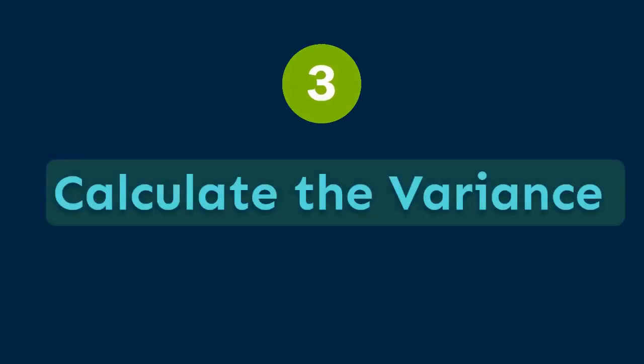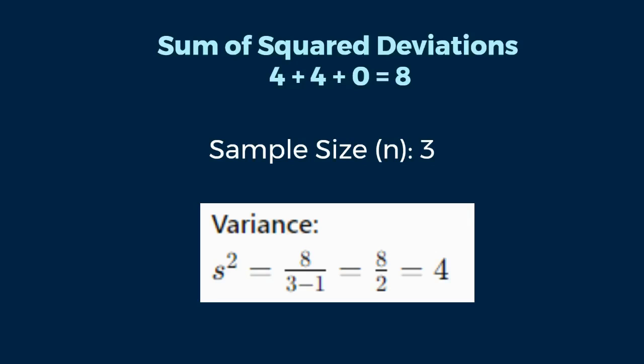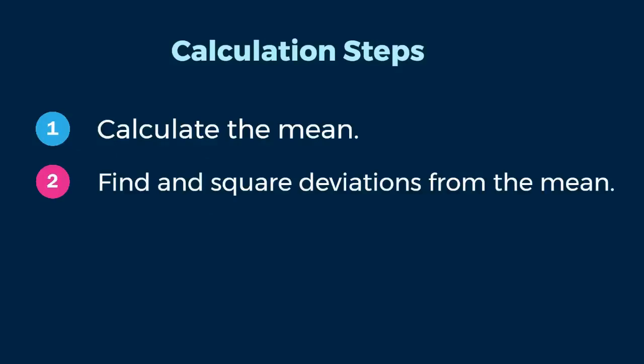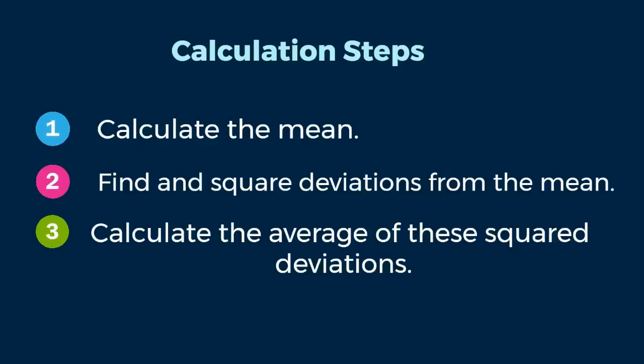To calculate the variance, sum up all the squared deviations and then divide by the number of values minus 1. For our example, the sum of squared deviations is 8. With a sample size of 3, the variance is 8 divided by 2, which equals 4. In summary, variance measures how much data points differ from the mean, on average. By calculating the mean, squaring the deviations, and averaging these squared deviations, we obtain the variance. This measure helps us understand the spread of data points around the average.